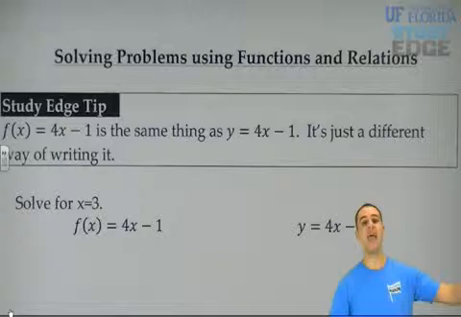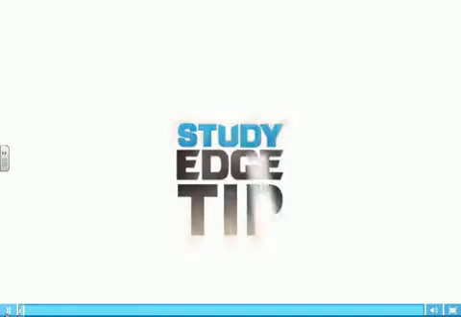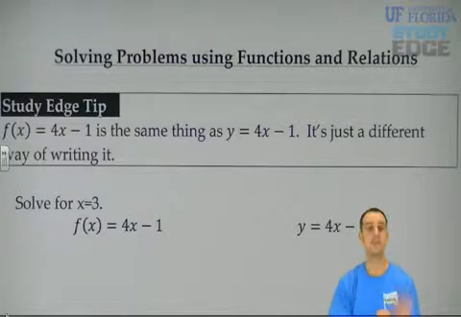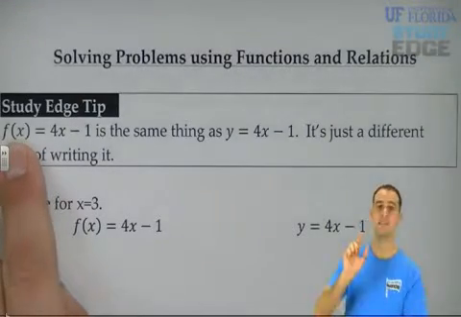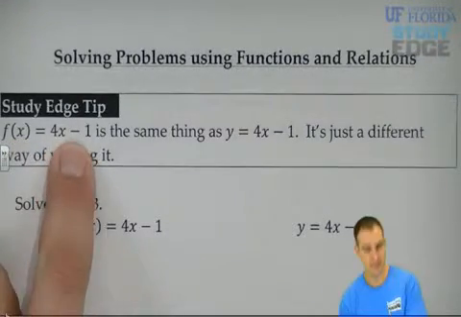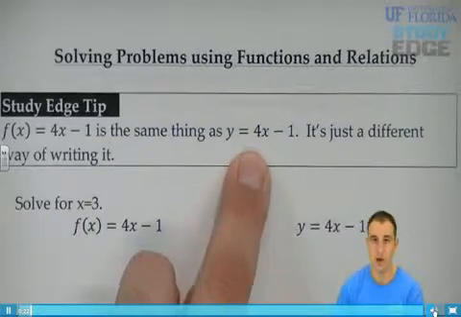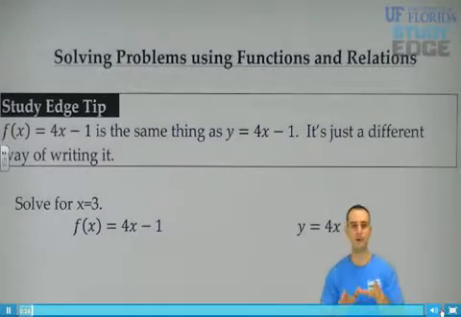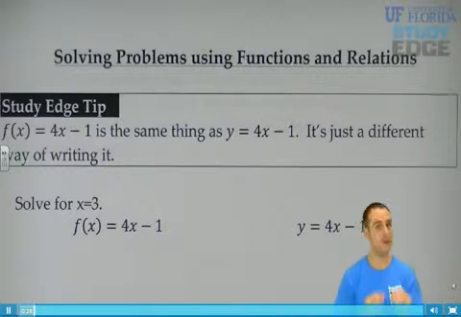These are the functions at the bottom of page 25. Automatically, f of x, this is how you read this, f of x equals 4x minus 1 is the same as y equals 4x minus 1. It is just a different way of writing it. It is what is known as function notation.